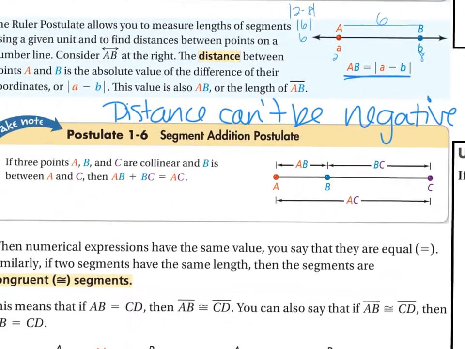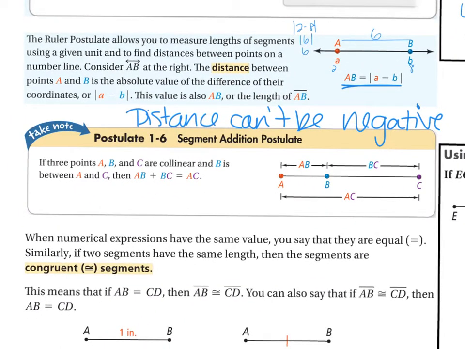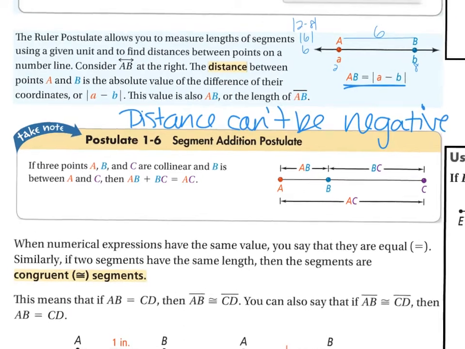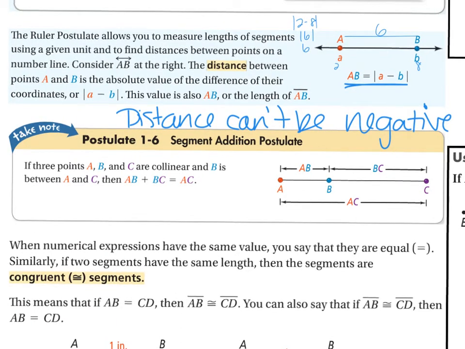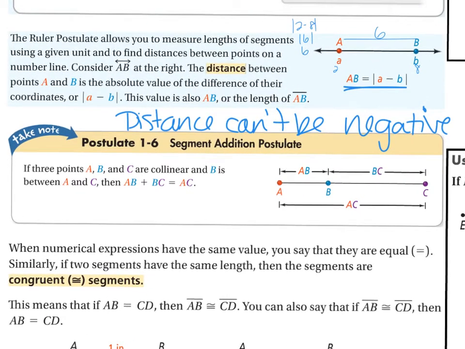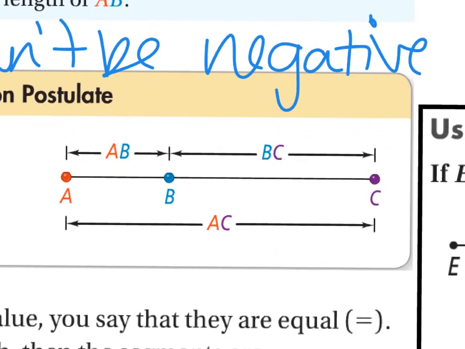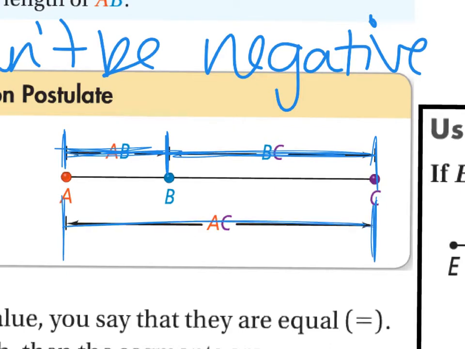Okay, so now let's talk about the segment addition postulate. Keep in mind, I said these postulates are usually common sense things that they just have to give a name to. This is kind of one of those. It says if 3 points A, B, and C are collinear, and B is between A and C, then AB plus BC equals AC. What does that mean? It means if there are 2 segments on a line, and there's a point in between, this section plus the other section equals AC, the entire section. That's all that means. It's just a fancy way of saying that.